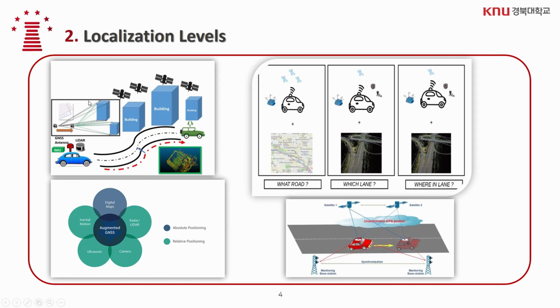Mainly the localization level. When we start with the localization level, the first thought is about which road we are in. Then when we consider within the road, which lane. So in the lane, where in the lane. These are some basic concepts of localization level. The most common approach is using the GPS signal. That is the most common and popular method we use for localization, using the GPS signal from the satellite.